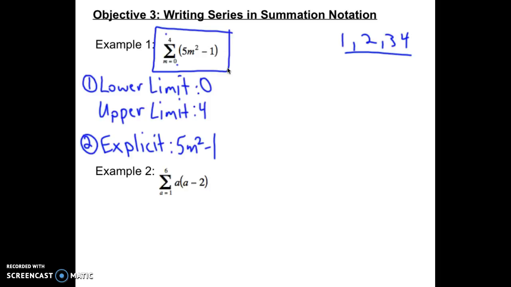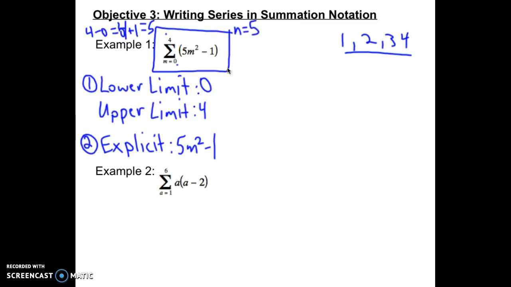Please remember that 4 minus 0 is 4, plus 1 is 5. So we're actually looking for 5 terms. Just keep that in mind. That's something to be well aware of.